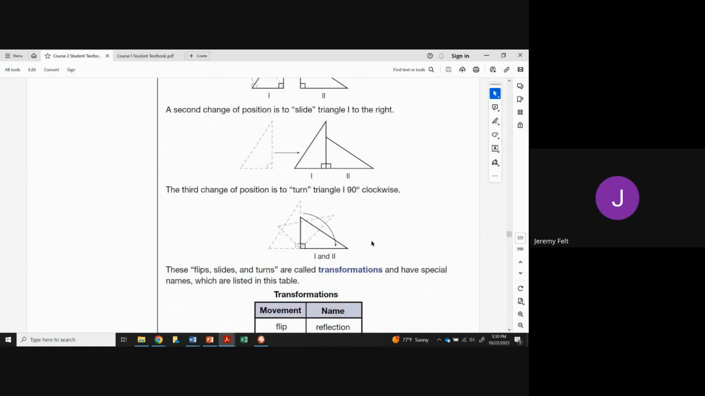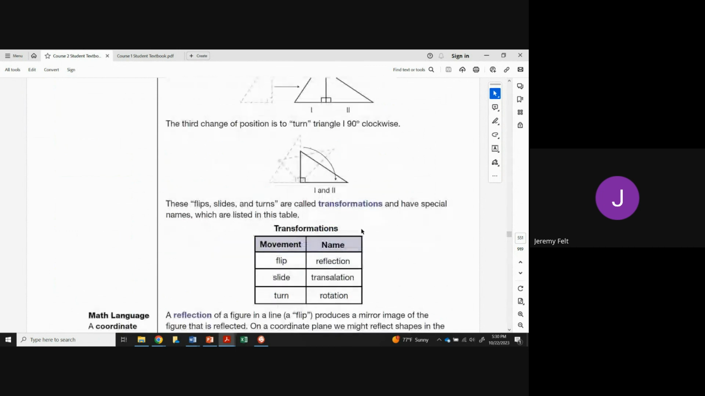These flips and turns are called transformations and have special names which are listed in the table. So a flip we call a reflection. A slide we call a translation, and then a turn we call a rotation. If we say flip, slide, turn, the technical names are reflection, translation, and rotation.